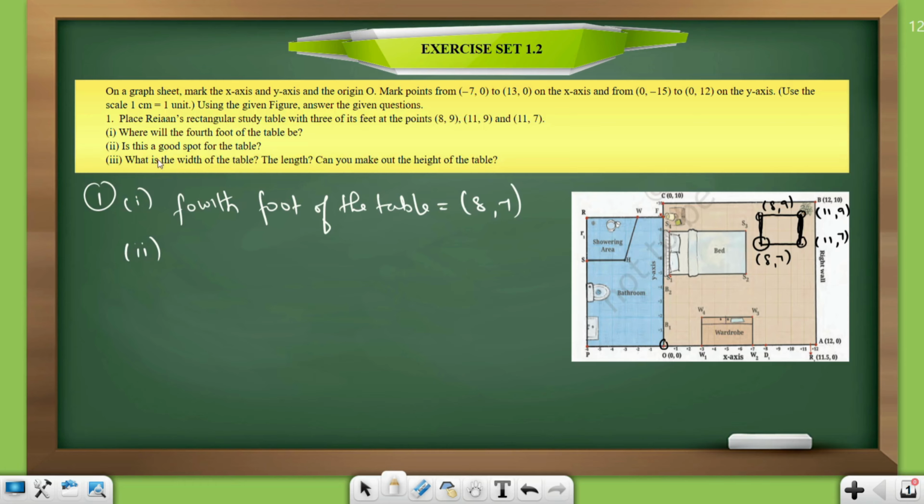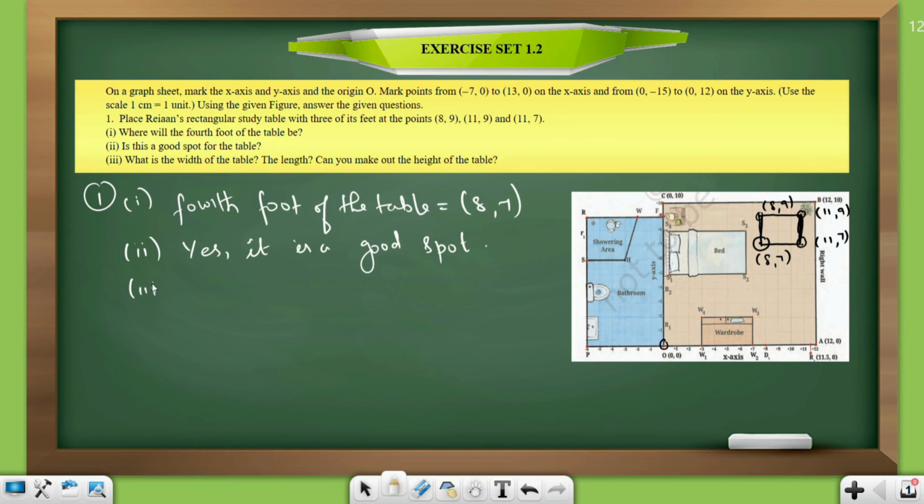And now the second one: is this a good spot for the table? Yes. Look at Rayan's room. Here Rayan's bed is there, the wardrobe is here, and the door is located at the point D1R1. This position is much better because it's near his bed, so it's a comfortable position for him to study. So this is a good spot for the table. So yes, it's a good spot.